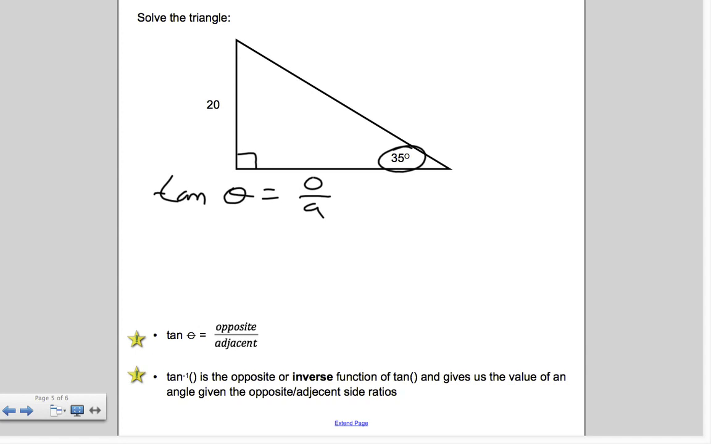Just choose one. Is it the one on the bottom? No, the hypotenuse is not the opposite. The opposite is the one that's farthest away from the angle. So this one, the 20, is the opposite length. That's your opposite side. It's the side that's farthest away from the angle. Think of opposite as the villain, the anti-hero. Farthest away from the angle.